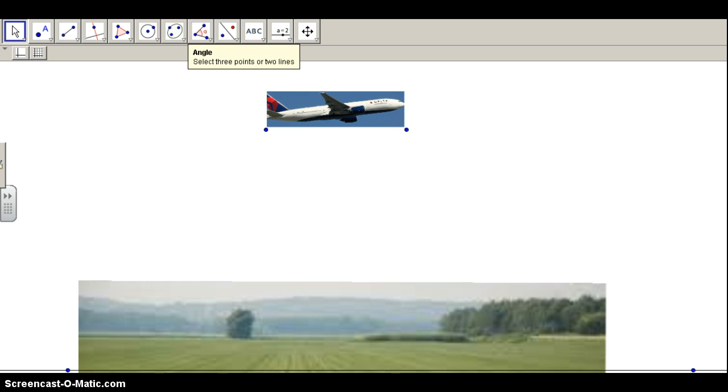What's that keyword that I'm missing there? Altitude, right? We're flying at a certain altitude. Now, an altitude is the height from the plane to the ground. How would we go about measuring that?